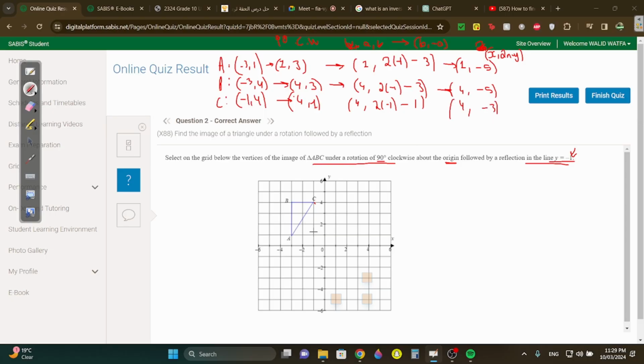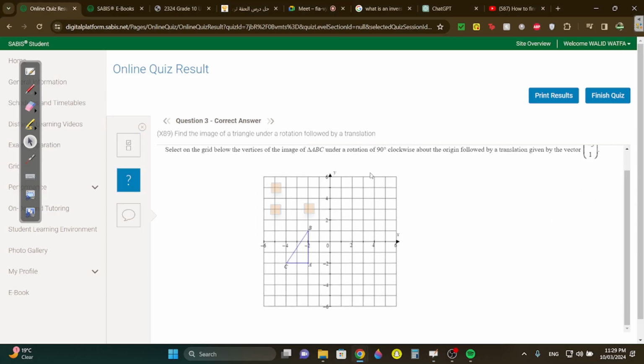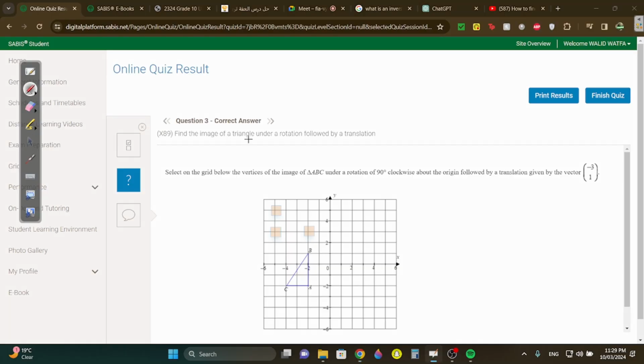1 comma minus 5 is over here. 4 comma minus 5 is over here. And then 4 comma minus 3 is over here. That's how you solve. Question 3. Again, same thing. Image of ABC under a rotation of 90 degrees clockwise about the origin, followed by a translation negative 3, 1. For the first thing, we have to rotate 90 degrees clockwise.